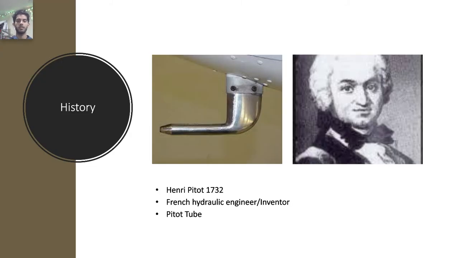Starting off with a brief history, we have a man named Henri Pitot with a picture of him on the right-hand side. Henri Pitot was born May 3rd, 1695 in Aramon, France. He was a French hydraulic engineer and an inventor. He created the Pitot tube to measure the pressure of water flow in a river.